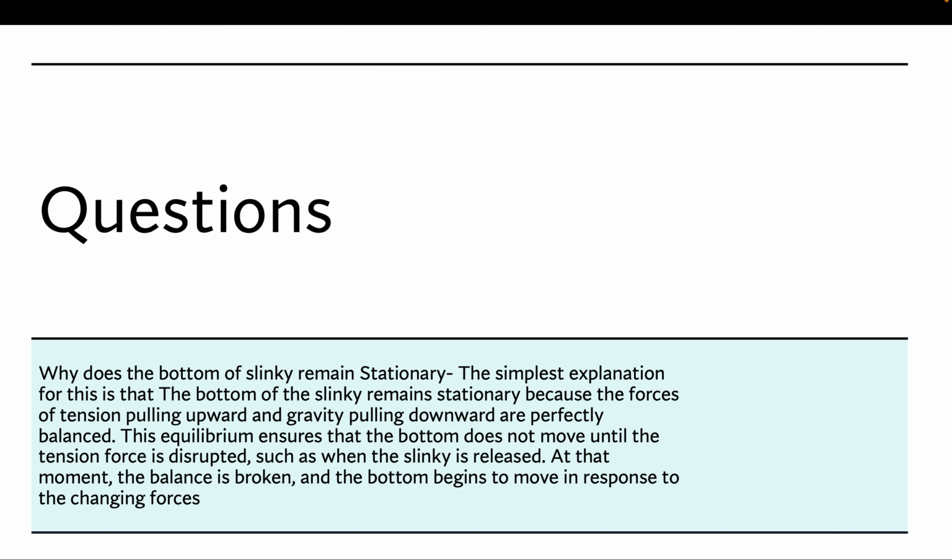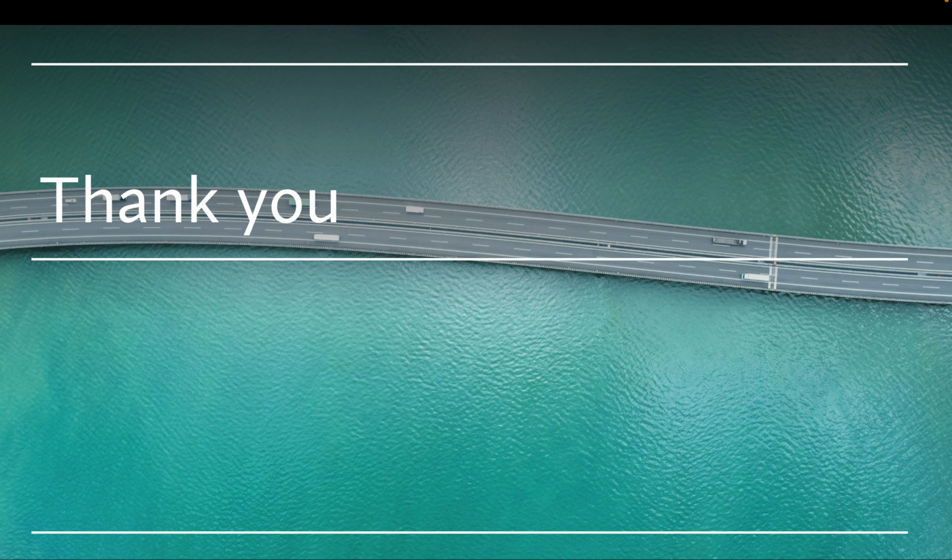So, questions. Why does the bottom of the slinky remain stationary at the start? The simplest explanation is that the bottom part of the slinky remains stationary because the forces of the tension pulling upward and the gravity pulling downward are perfectly balanced. This equilibrium ensures that the bottom does not move until the tension force is disrupted, such as when the slinky is released. At that moment, the balance is broken and the bottom begins to move in response to the changing forces.